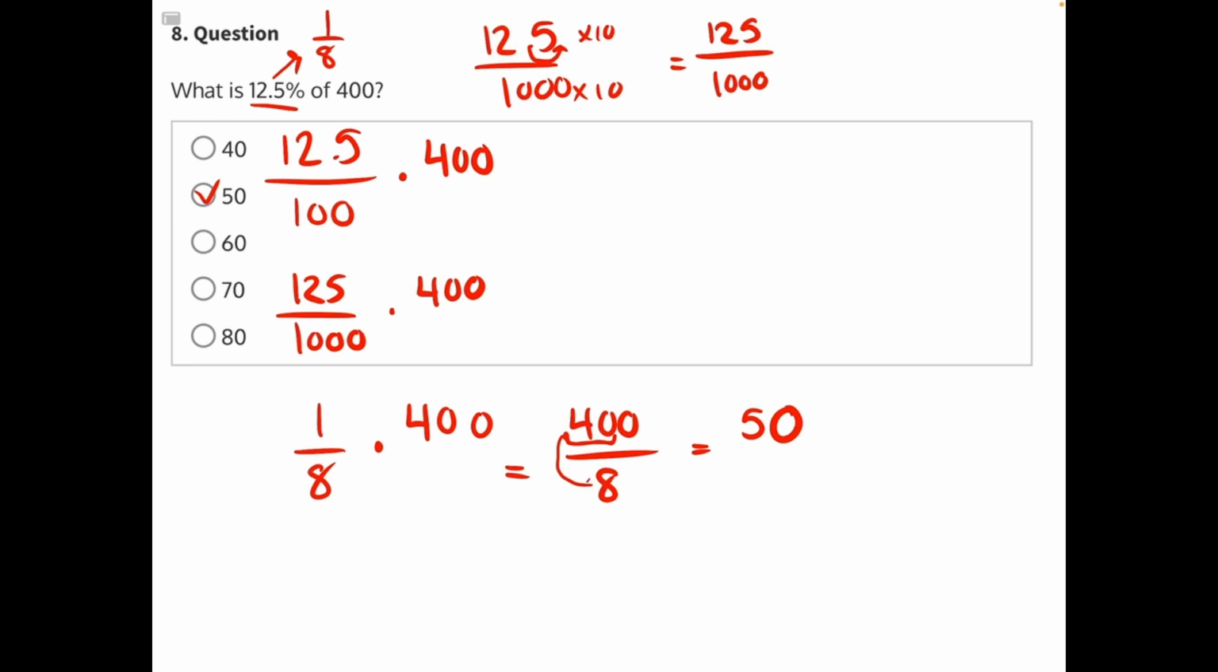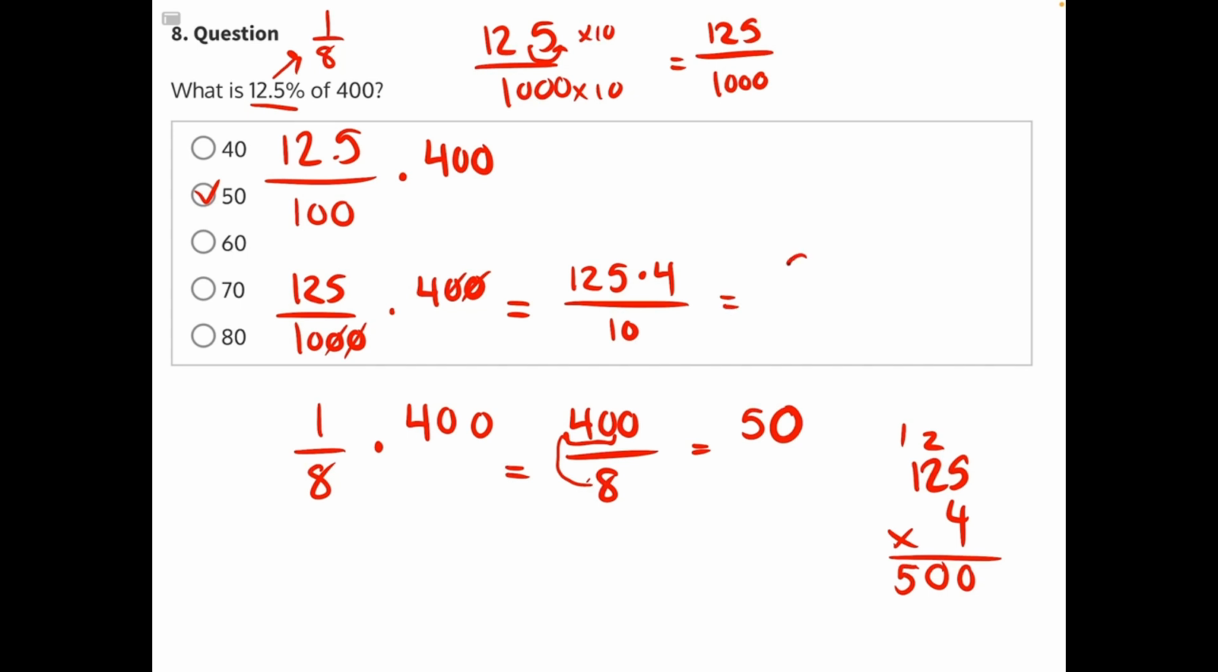Moving on up to our second method of doing this, we can cross out these two zeros, giving us 125 in our numerator times 4 and 10 in our denominator. When we do that math, 125 times 4, 4 times 5 is 20, 4 times 2 is 8 plus 2 is 10, and 4 times 1 is 4 plus 1 is 5. So we will have 500 as our numerator divided by 10, cross out two zeros, and we are left with 50, also making our second option the correct choice.